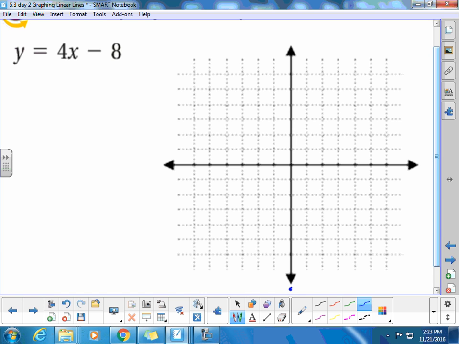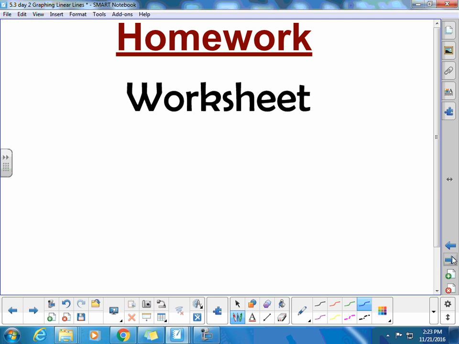This one, the graph isn't big enough. We'd start down at negative 8, which would be about there. And then we have a positive 4 slope, so up 1, 2, 3, 4 over 1. Up 1, 2, 3, 4 over 1. And, whoops, I didn't go all the way to the bottom. That would be my graph. All right, that is it for this section.